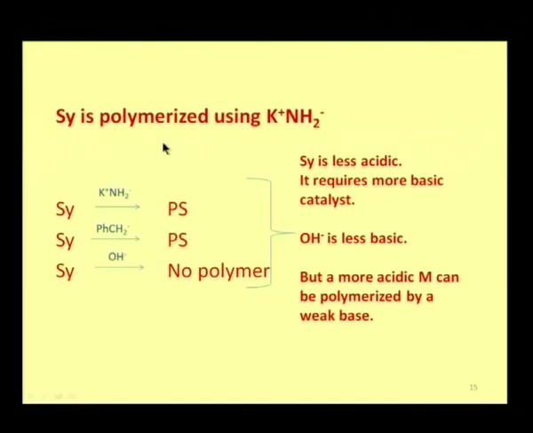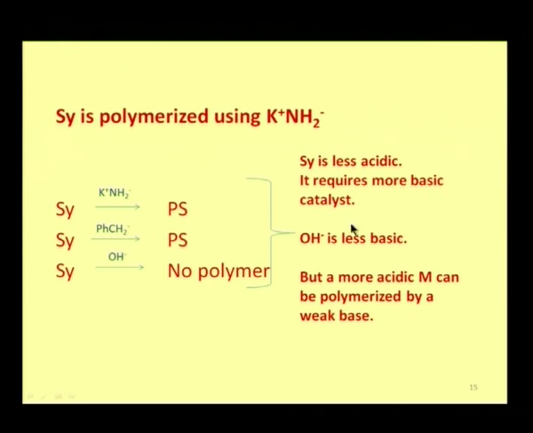Now, here is an example for us. Styrene undergoes a polymerization reaction using the catalyst K+ NH2-, and very easily forms polystyrene. Other catalysts could be PhCH2-, which also forms polystyrene. But in the case of the OH- hydroxyl ion, it does not form a polymer. It does not undergo a polymerization reaction.